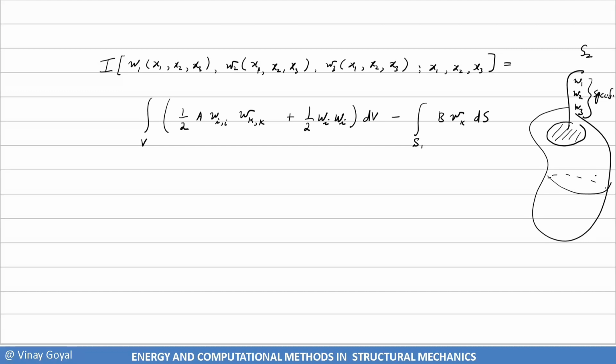On the rest of the surface, S1, we are going to leave it alone. We're going to say that this is what's given. And so what I want to do is find W1, W2, and W3 that minimize I. And I did forget the BK here. Okay, so that was the problem statement at the beginning as it was given.